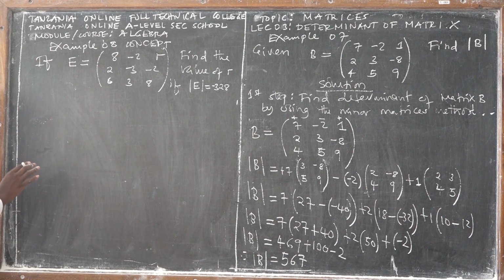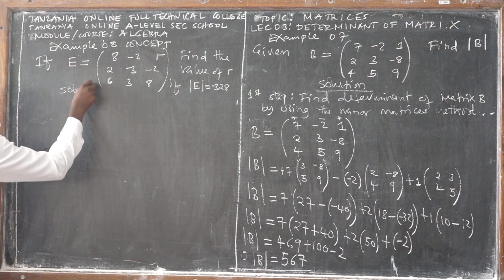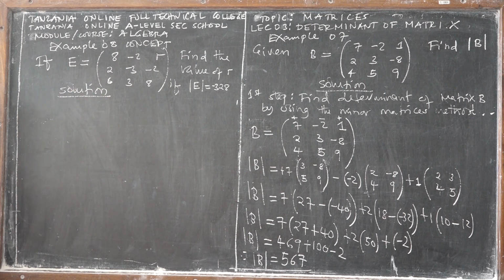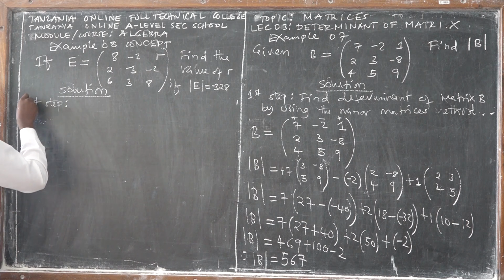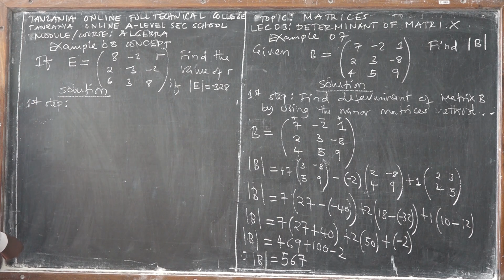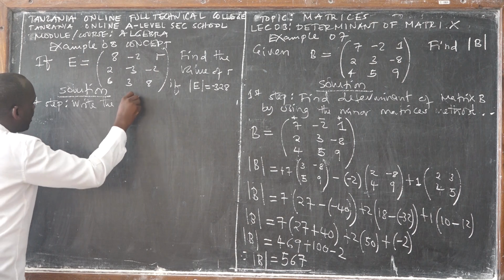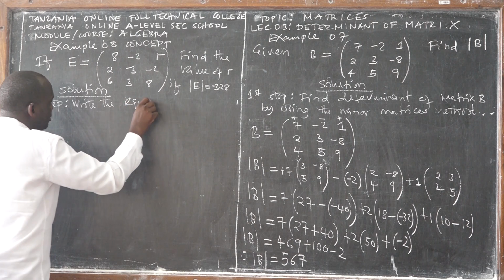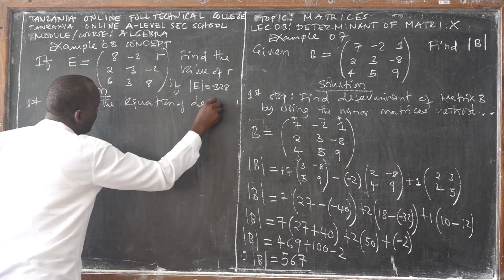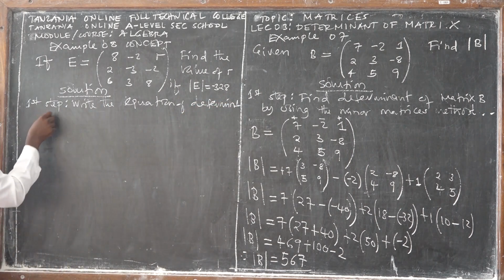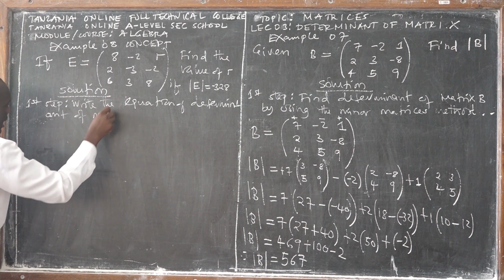So you should not worry. We have to follow steps to solve it. It's not a difficult question. It's simple. Solution. The first step, we say that we have to think about what we find, determinant. So because you have the determinant already, write the equation of determinant of matrix E.